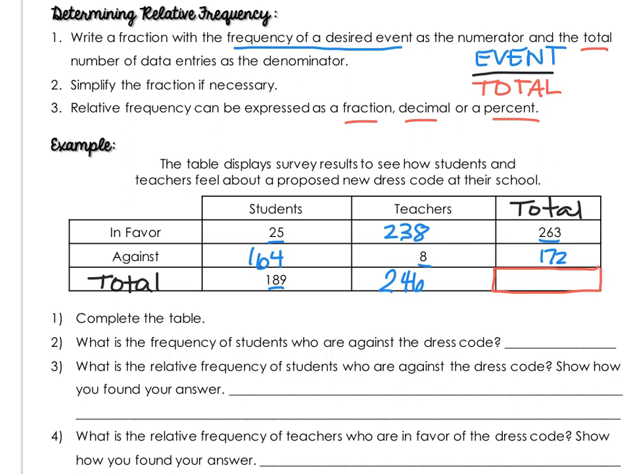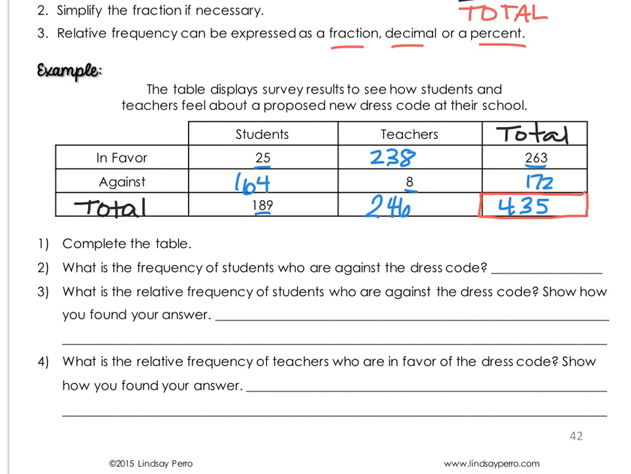And then last, for my total, I'm going to add both ways to double check myself. 189 plus 246 and 263 and 172. Either way, I get 435. So remember that if you add up your columns and your rows and the numbers don't add up, then you've made a mistake somewhere and you need to go back and double check your answers. But always double check at the end. Okay, so everything we've done so far is just filling out our two-way table with the frequencies.